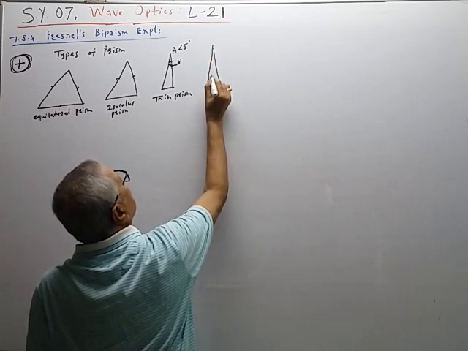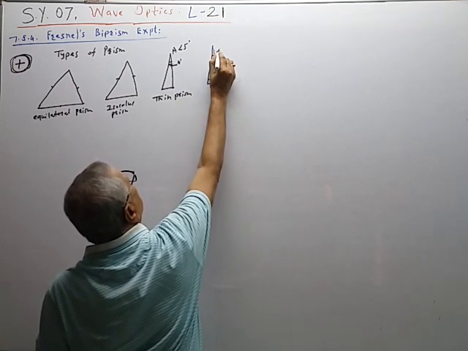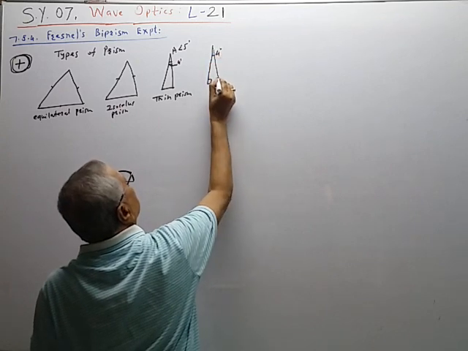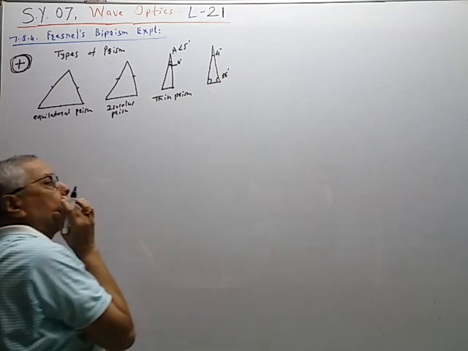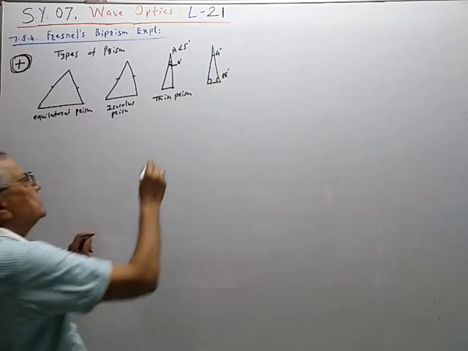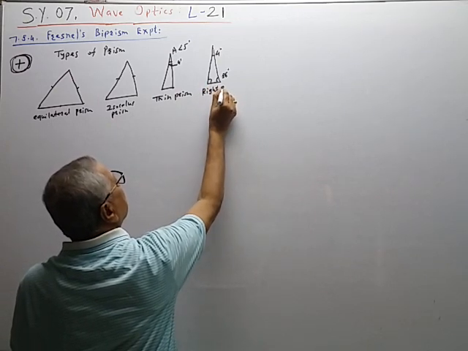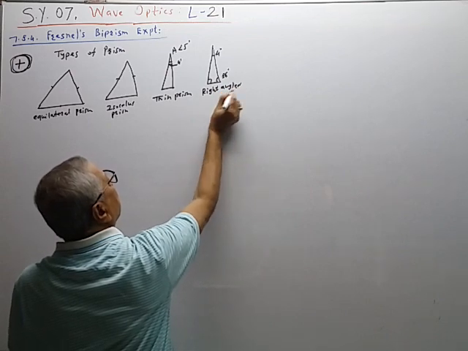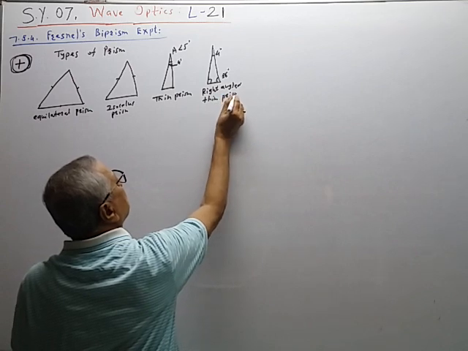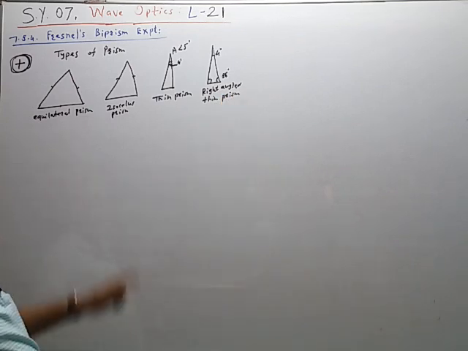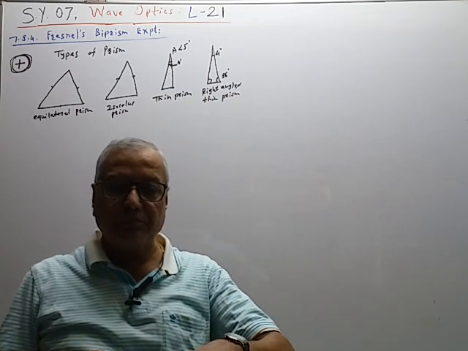Now I will give one special type of prism. This angle is 90 degree, this angle is 5 degree, or you can say 4 degree, and then this angle is 86 degree. Total 180 degree. So this is a right angle, because one angle is 90 degree, a right angle thin prism. So these are the types that we have used. Now, what is meant by biprism?